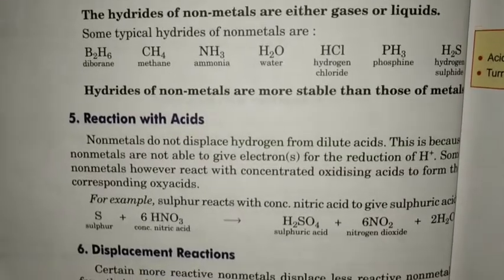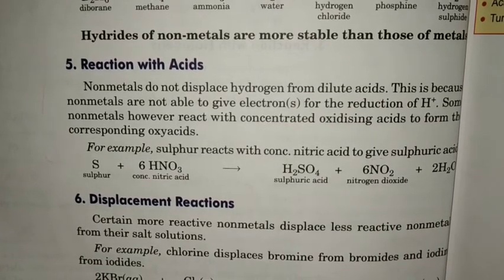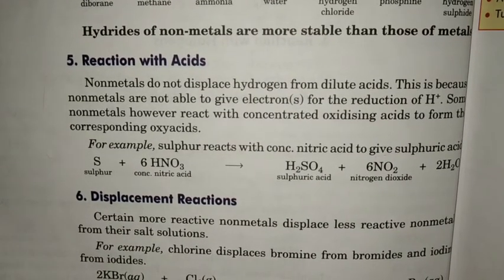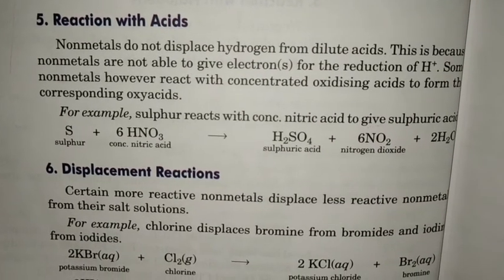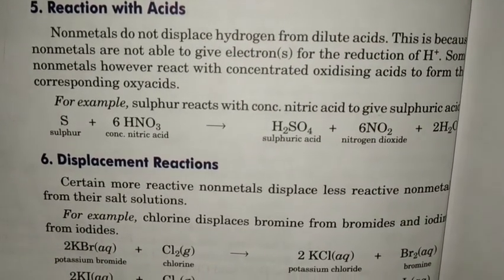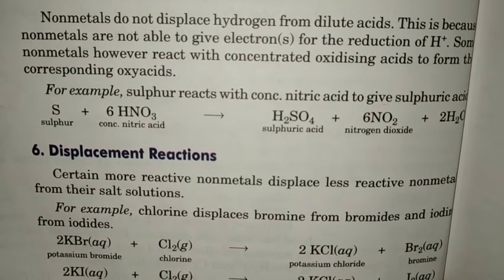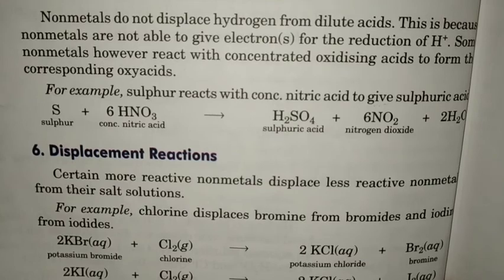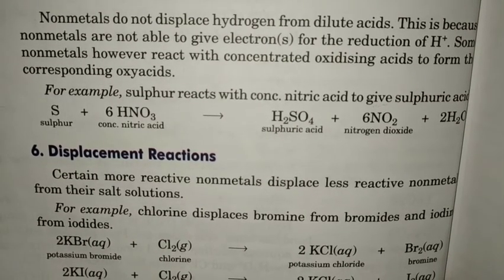Now reaction with acids. Non-metals do not displace hydrogen from dilute acid. This is because non-metals are not able to give electrons for the reduction of H plus. See the example: S plus HNO3 forms sulfuric acid plus nitrogen dioxide and water.